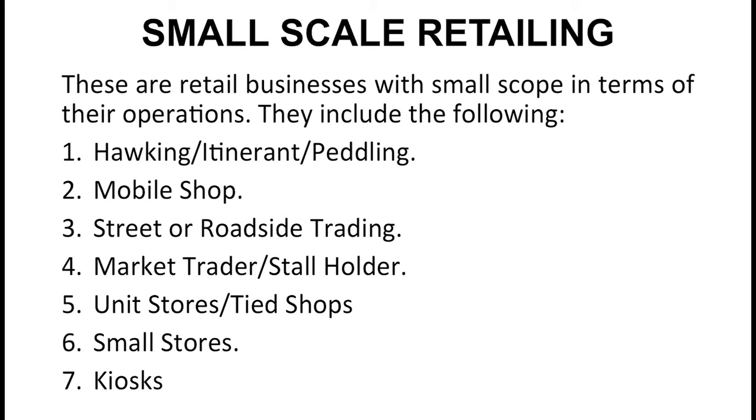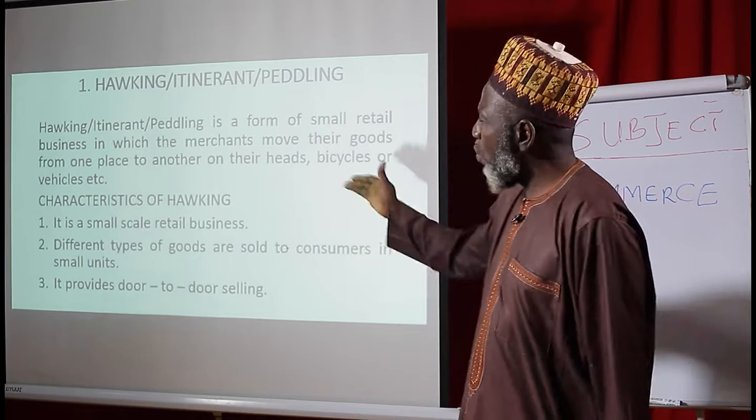Now, these are retail businesses with small scope in terms of their operations. That's why they're called small-scale retailing. They have a small scope. They include the following: we have hawking, mobile shop, street or roadside trading, market trader or store trader, unit stores or tied shops, small stores, kiosks, so on and so forth. We'll look at them one by one.